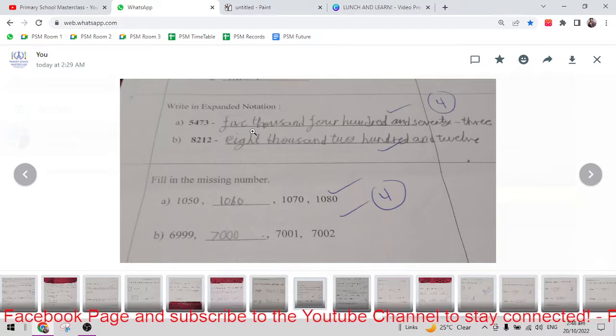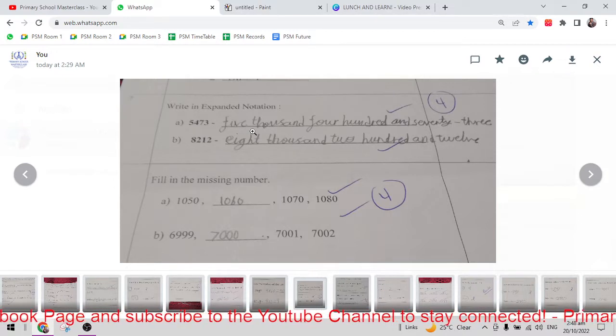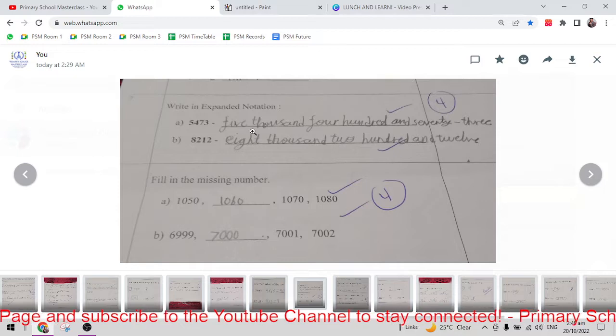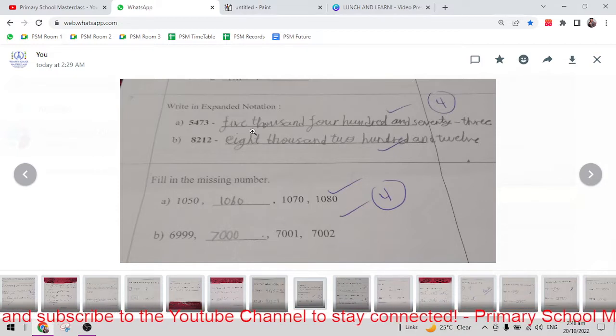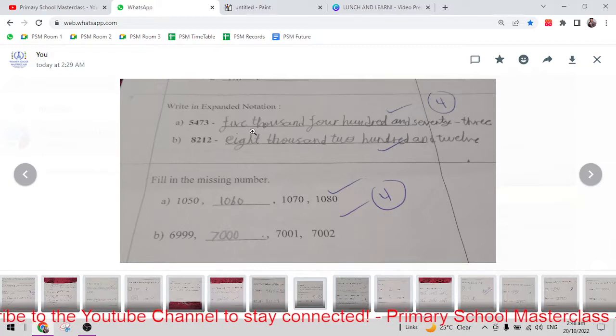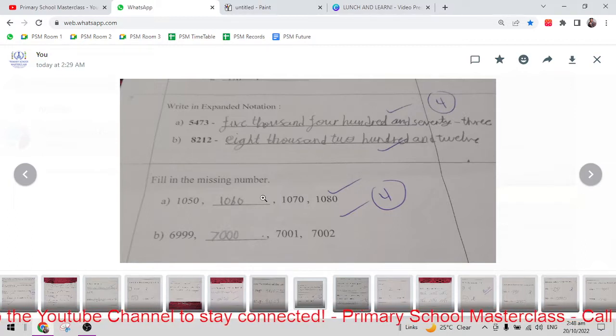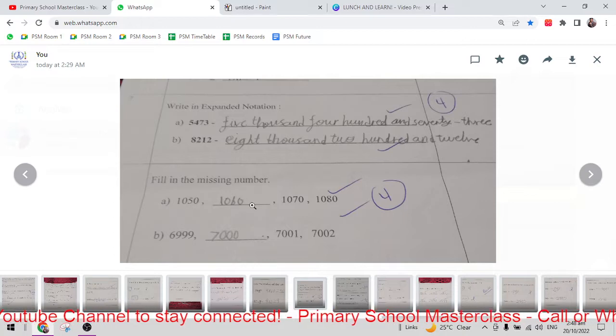Okay. 5,473. Okay, teacher gave it right. Okay. 8,212. All right, good. I've not seen this before. Right, guys? I've not seen this before. Right? Fill in the missing number. Great. She saw the pattern here.